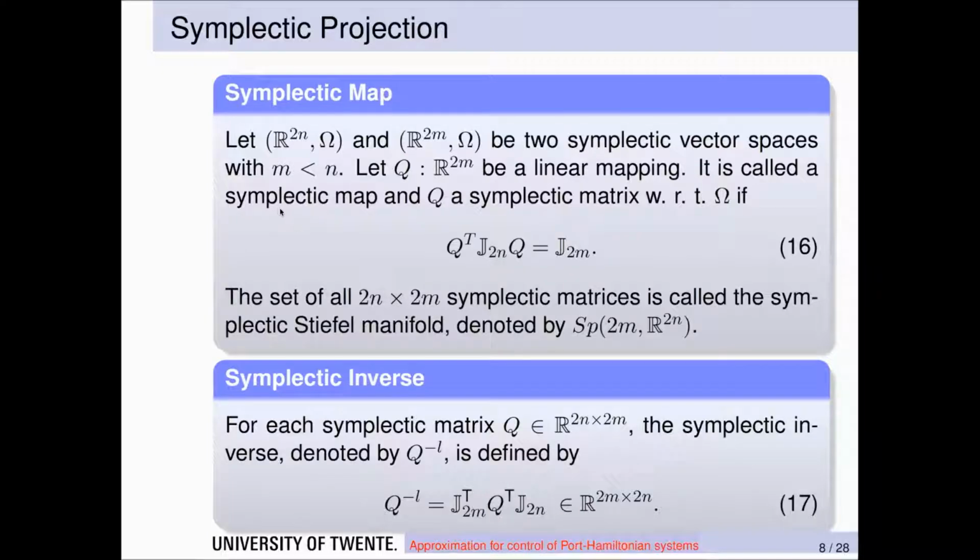So now I define this symplectic mapping. If we have two different symplectic vector spaces, then the Q matrix is called a symplectic matrix when it fulfills this condition. It shows that it preserves this Poisson structure, but it reduces the dimension of this matrix or skew-symmetric properties. For all these matrices, we define this Stiefel manifold, which satisfies this condition.